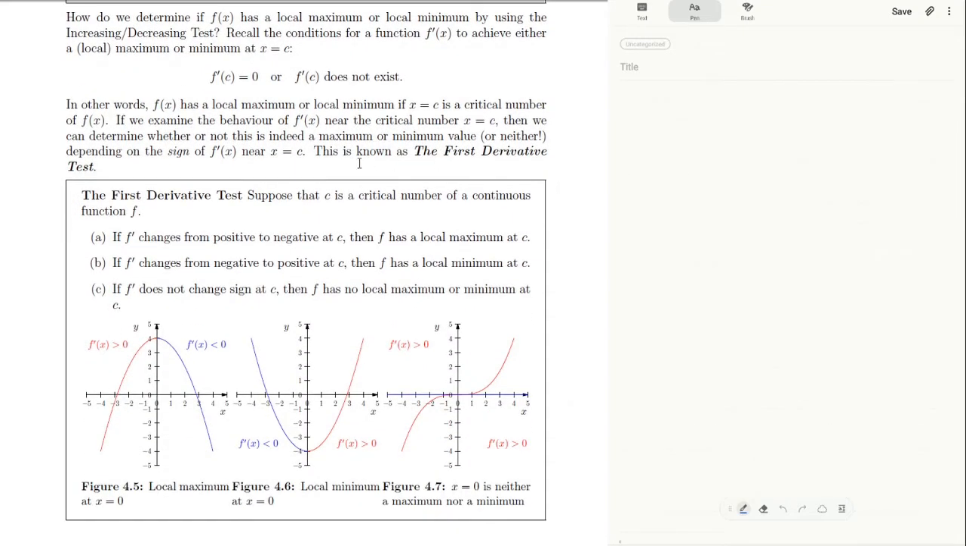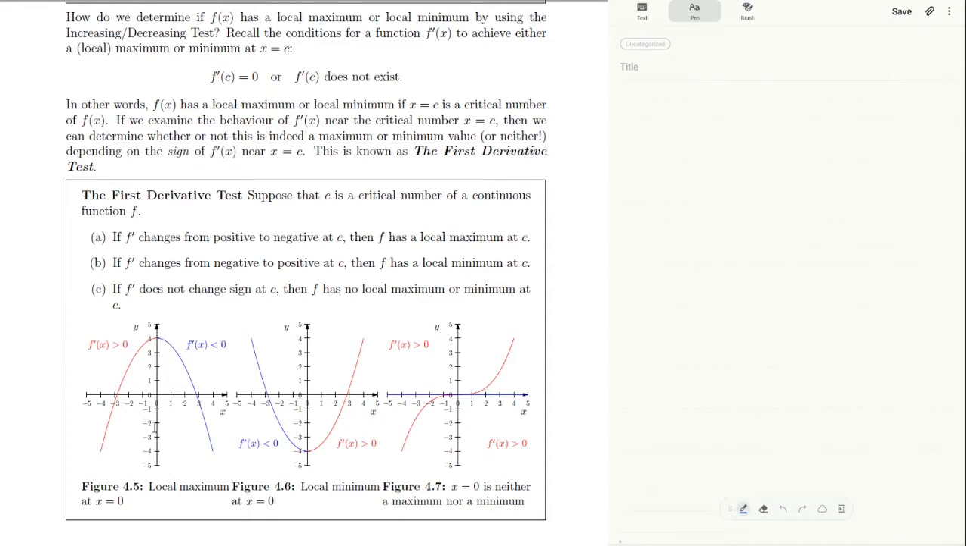And this is what is known as the first derivative test. So the first derivative test says that suppose that c is a critical number of a continuous function f. So either the derivative is equal to 0 at c, or the derivative does not exist at c. Then if f prime changes from positive to negative at c, then f has a local maximum at c.